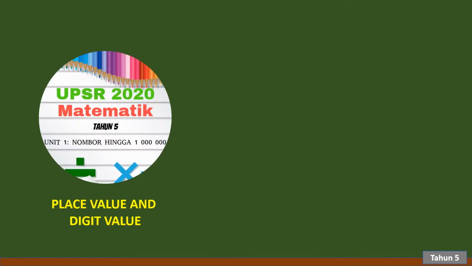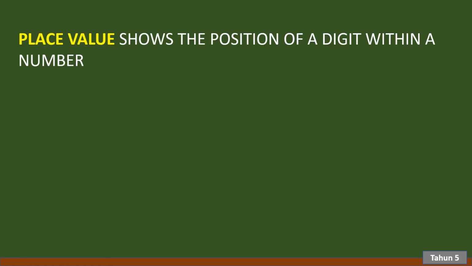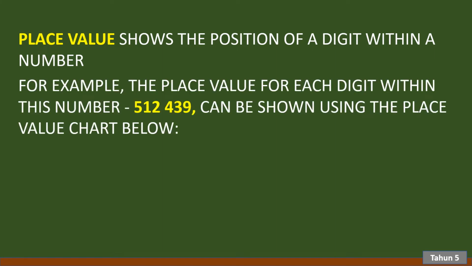Our next review is on place value and digit value. This lesson review is to help students to identify the position and value of a digit within a number. Place value shows the position of a digit within a number. For example, the place value for each digit within this number 512,439 can be shown using the place value chart below.